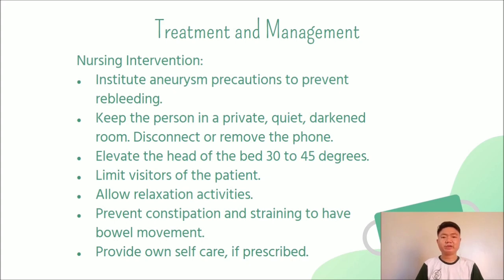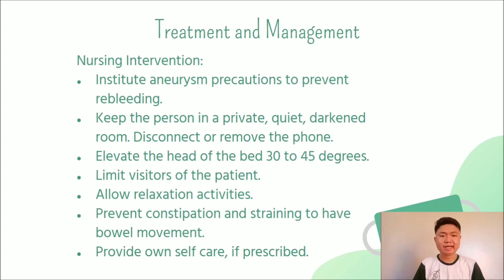Keep the person in a private, quiet, darkened room. Disconnect or remove the telephone. Avoid using bright overhead lights. A quiet environment helps prevent an increase in blood pressure which could precipitate rebleeding. The person may experience photophobia, or abnormal sensitivity to light, if hemorrhage has damaged the oculomotor nerve.